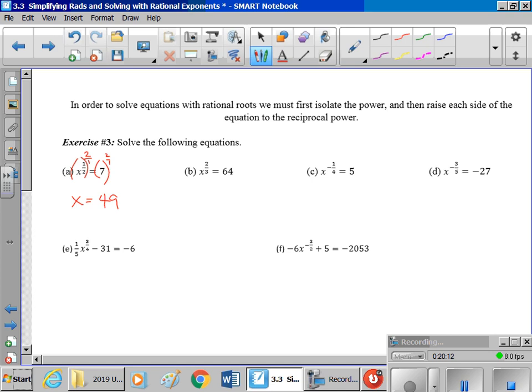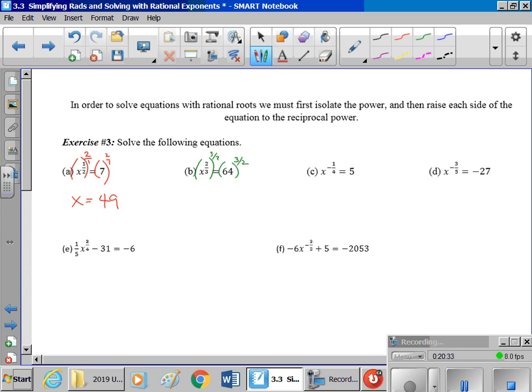So in this one, remember what this means. This means the cube root of x squared is equal to 64. Even if they had given it to you this way, the first thing we probably would have done is change it to a rational format, which is what they show you in B. So when you do this one, you're going to raise this to the 3 over 2. Have to raise this side to the 3 over 2.